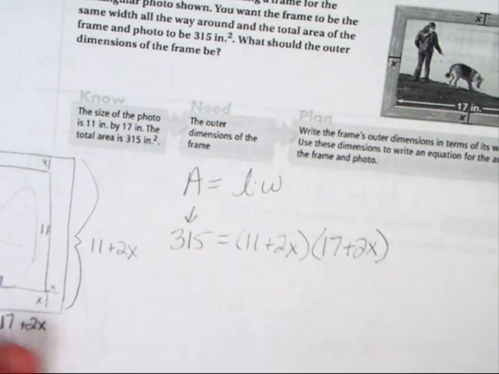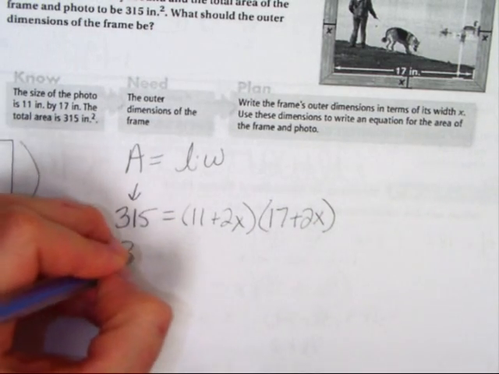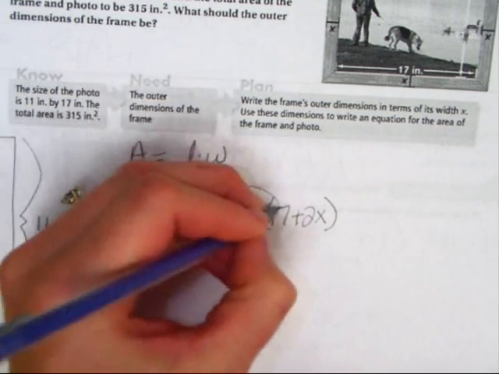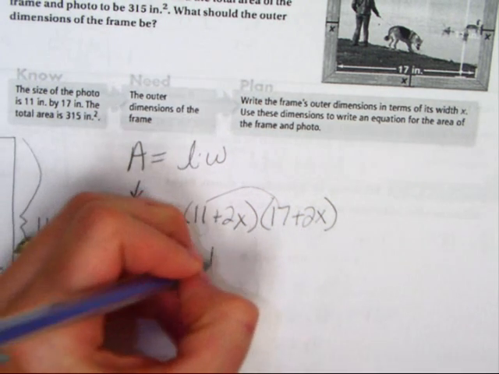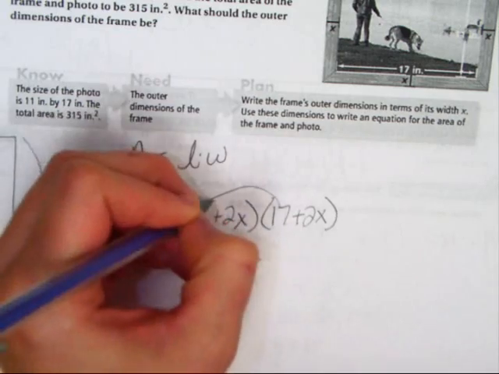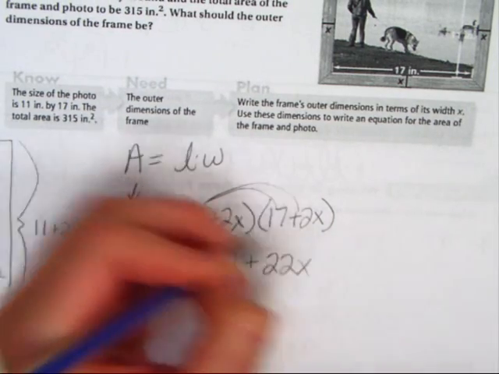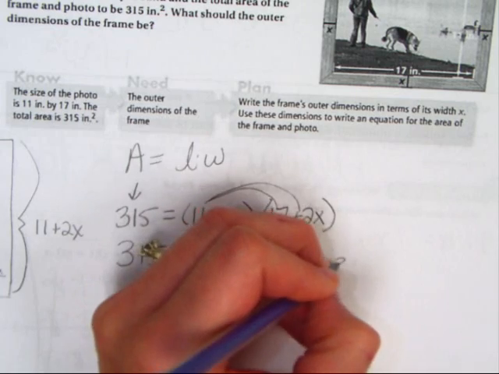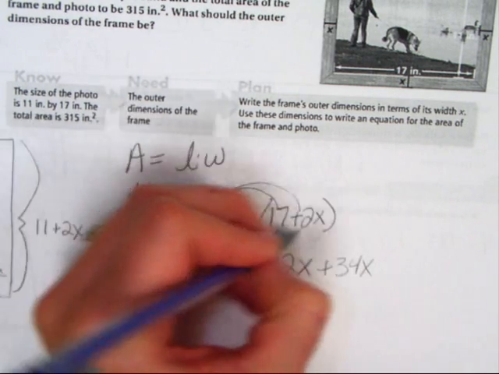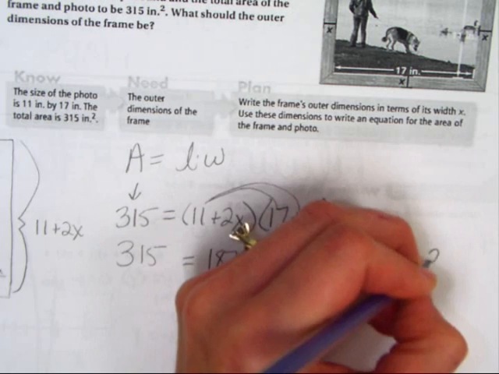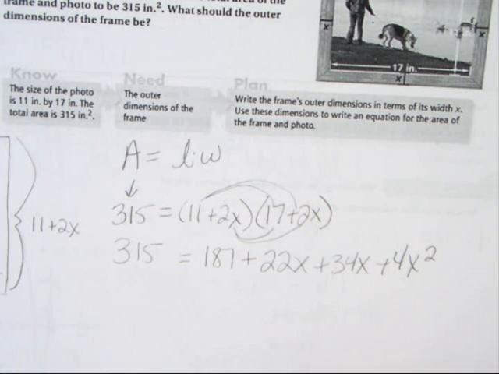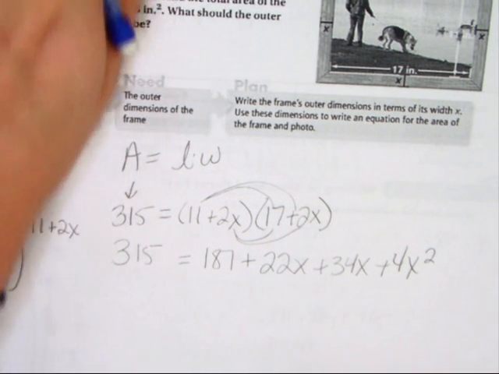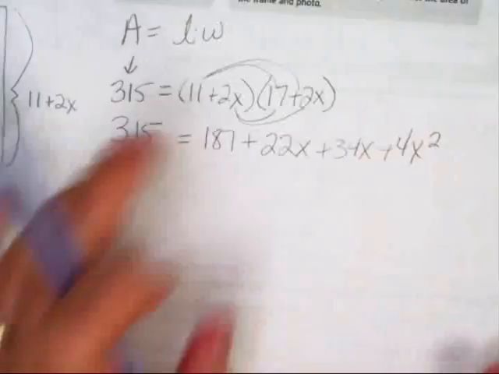It's a good thing you guys know how to multiply your binomials. So we do 11 times 17, and we're going to get 187, plus 11 times 2 is 22x, 2x times 17 is 34x, and 2x times 2x is 4x squared. Now we are trying to figure out what the outer dimensions of the frame are going to be. So let's keep going. We've got to solve for x, and then we might have to plug it in.